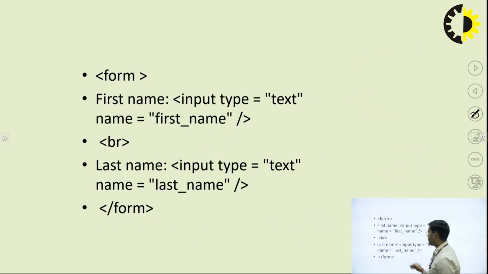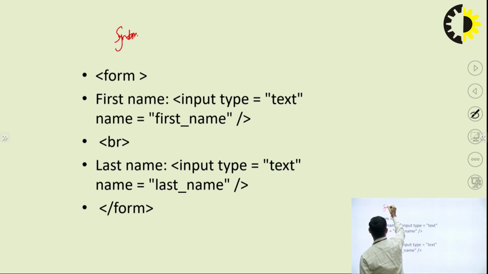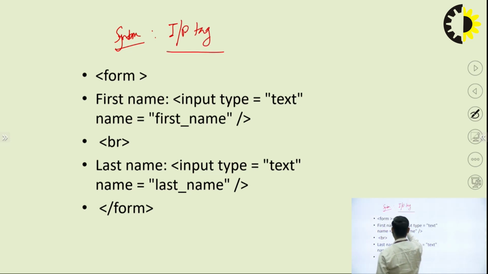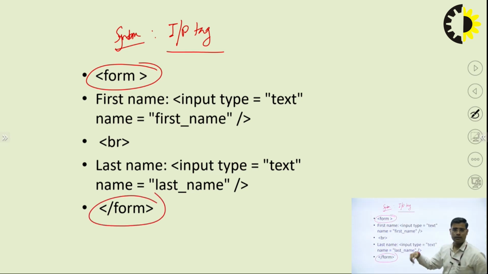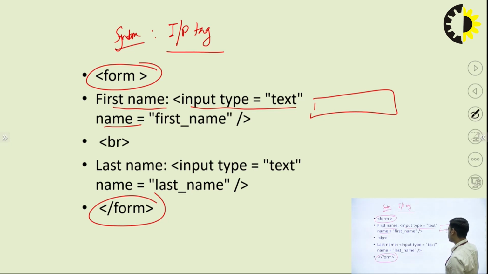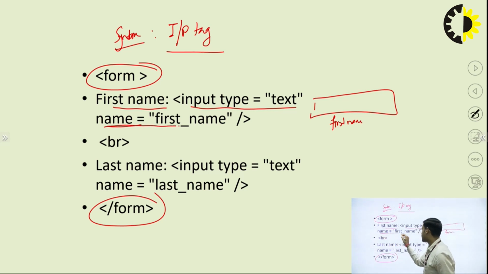So this is the syntax regarding the input tag. First the form tag, and inside the form tag there are different kinds of text input controls. For first name, input type is defined as text. That means the user can enter data in text form, and the name of this box is first name, and it is recognized by the server or in the back end.